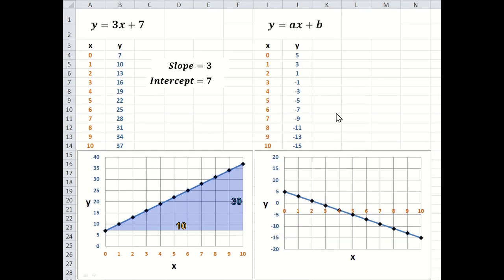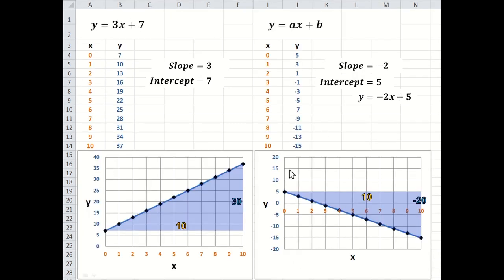Maybe I didn't know the equation, but I did have the data. I could take that line and find the slope, rise, and run. Looks like the slope is -2. It crosses the y-axis at 5. So if I know the slope and the intercept, I can find the equation. It's y equals -2x plus 5. Okay, I hope I haven't done anything new for you there.